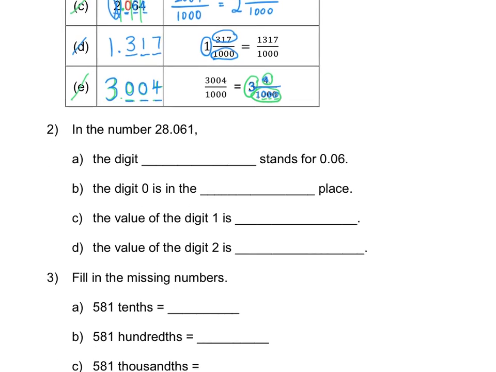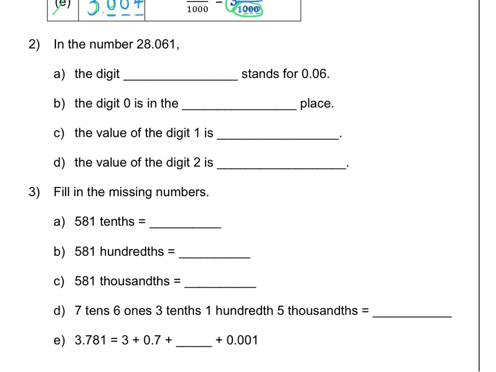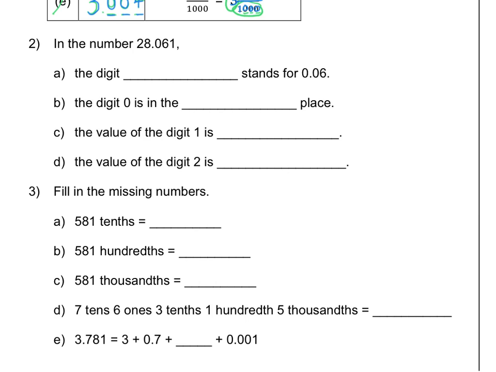Let's go on and look at question number 2. In the number 28.061, fill in the blanks. Same thing, whenever we are given a number, it's very important that we label the place value chart. First we find the decimal point here. In front of the decimal point is the ones place, followed by the tens place. And directly behind the decimal point we have the tenths place, followed by the hundredths place, followed by the thousandths place.